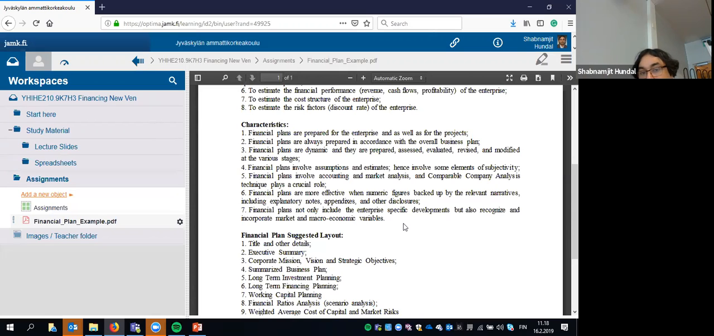Financial plans are always prepared in accordance with the overall business plan. Your financial plan has to gel with your business plan. Unless you have a business plan, you cannot, or you must not, have a financial plan, because the business financial requirements you will be listing in your financial plan. And unless you have a business plan, how do you know how much money you require? So the precondition of a financial plan is to have a business plan.